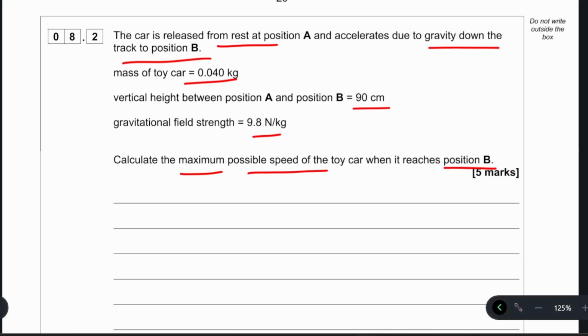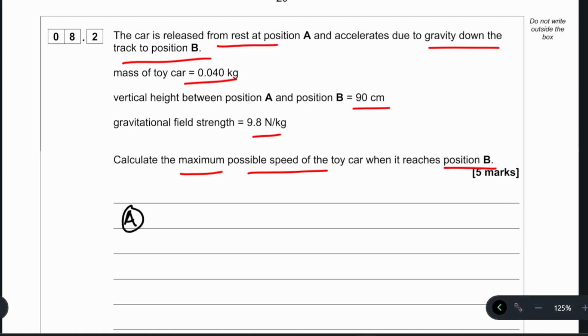So to do this, we want to work out our energy equations, and remember, because it's a closed system, that means the total energy at any point in time is always going to be the same. So we can work out the energy at A and compare it to the energy at B, and we know that the energy at A has to be equal to the energy at B, but there's going to be some energy transfers going on, so the types of energy might not be the same. So let's actually see this in practice.